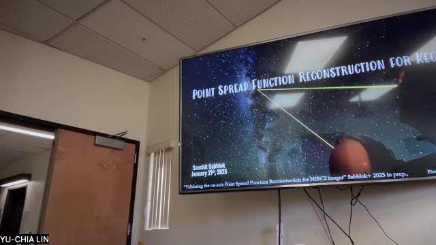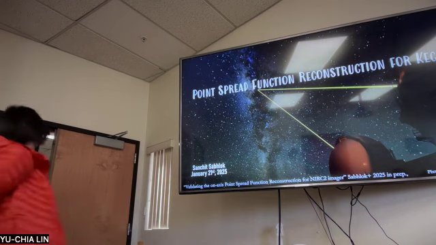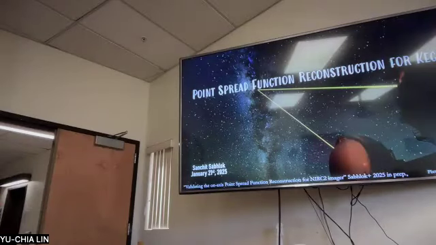Okay, hello everyone. My name is Sanchit. And this is my update on point spread function reconstruction for Keck. This was part of my thesis project that I worked on for the last 3 years. The idea here is to validate an on-axis point spread function reconstruction, specifically for the NIRC2 imager. NIRC2 is the near-infrared camera on Keck, and it's basically their workhorse imager for adaptive optics.